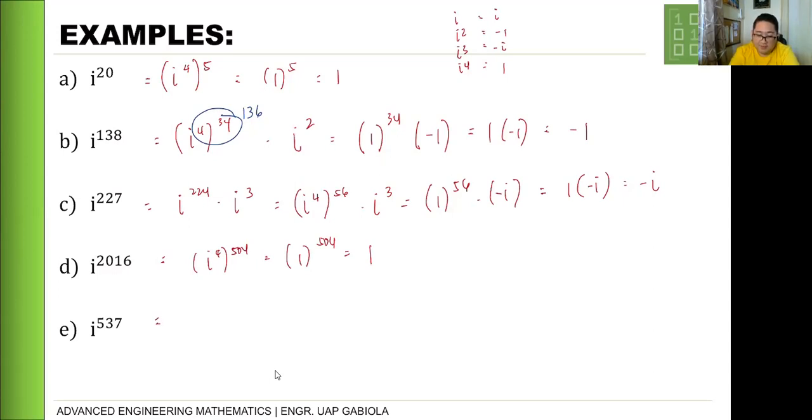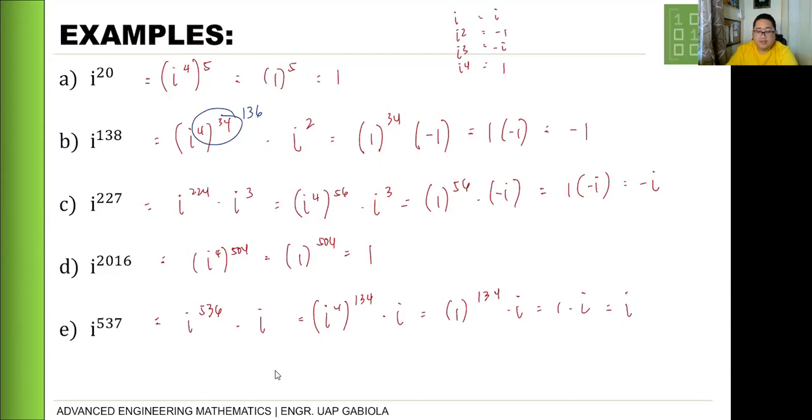Next, i raised to 537. So ang nearest divisible by 4 is i to the 536. Okay? So para maging 537, times i natin para plus 1. So this will be i to the 4th raised to 134 times i. So 1 times i or equals sa i.